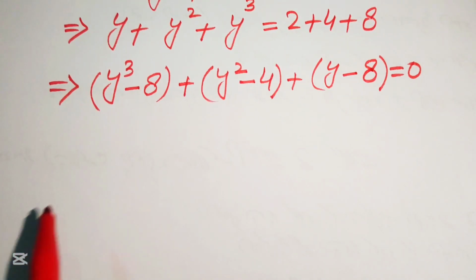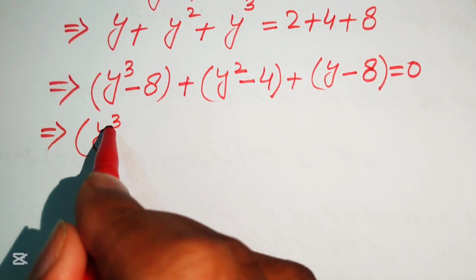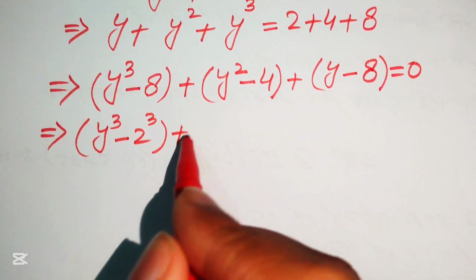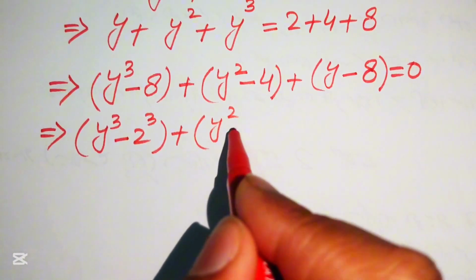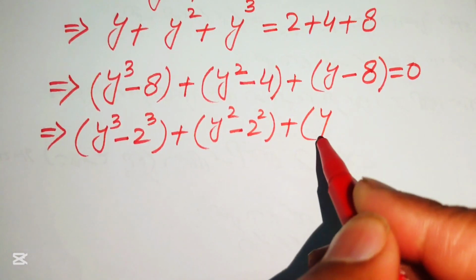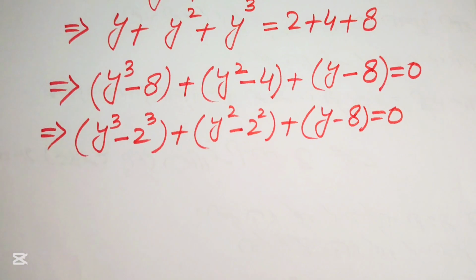And now in the next step we rewrite this equation as y cubed minus, we write 8 as 2 cubed, and plus y square, we write 4 as 2 square, plus y minus 8 equals 0.